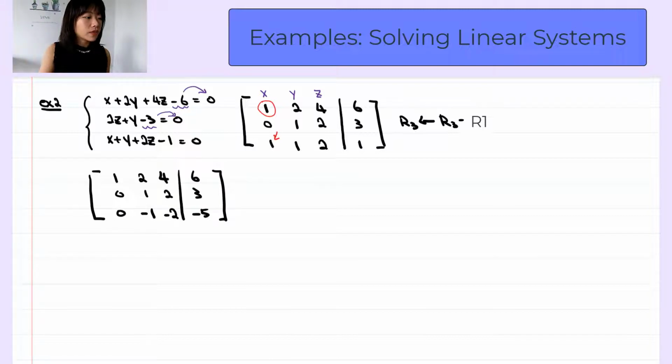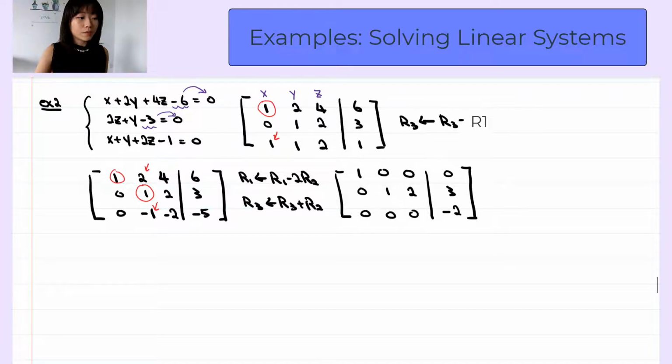So we have our first pivot ready. Now let's move on to the second pivot here. So we need to eliminate the 2 and the negative 1. I'm going to replace row 1 by row 1 minus 2 times row 2 and replace row 3 by row 3 plus row 2.